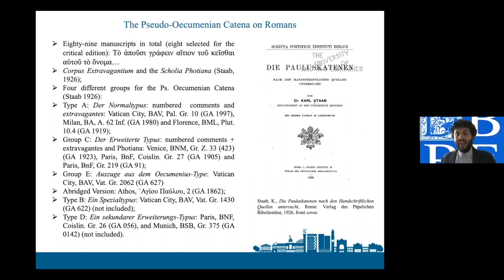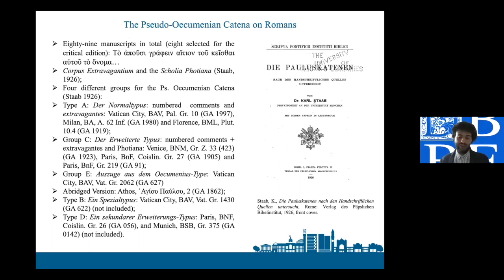The extravagantes, first called such by Karl Staab, who for the first time in 1926 published a list of all the Catena types on the Pauline epistles. These extravagantes are the unnumbered comments that are found next to the approximately 920 numbered extracts in the Pseudo-Oecumenian Catena. These scholia are usually preceded by the name of the Greek Church Fathers, whether in abbreviated or in full form, or by a selection of various symbols. On the other hand, the scholia Photiana are the comments attributed to the 9th century Archbishop Photius of Constantinople.